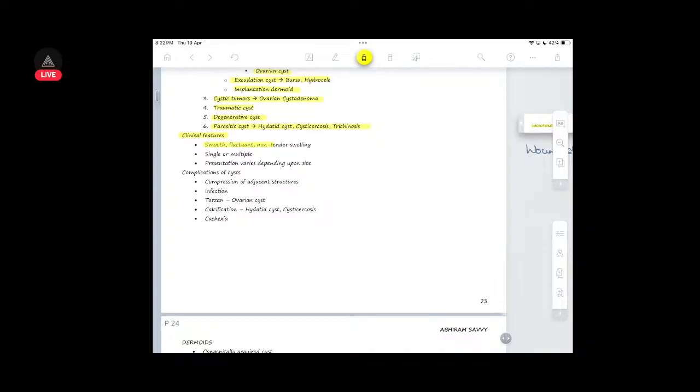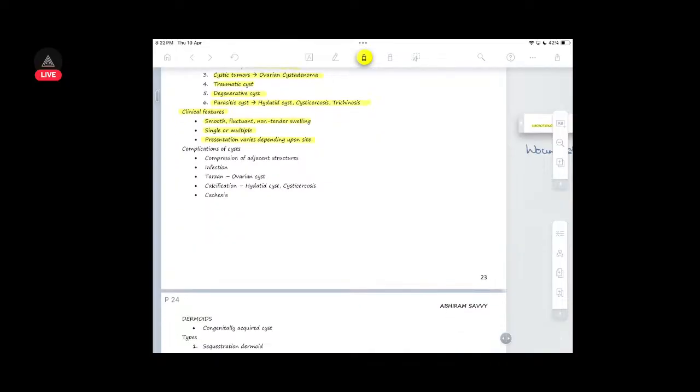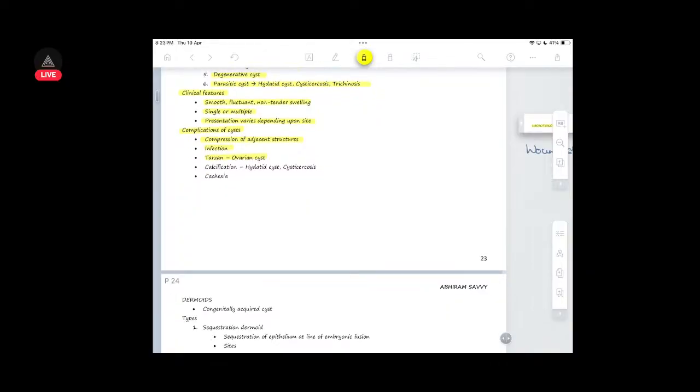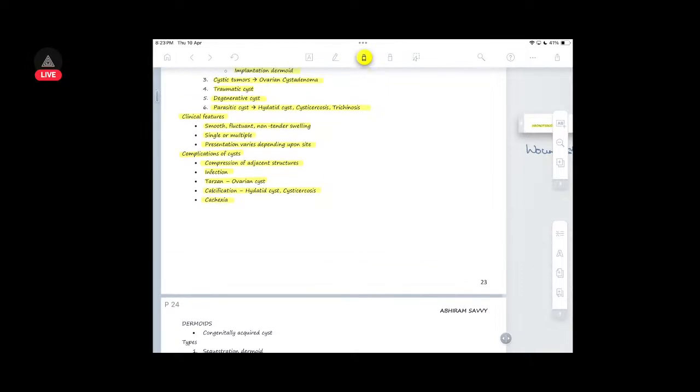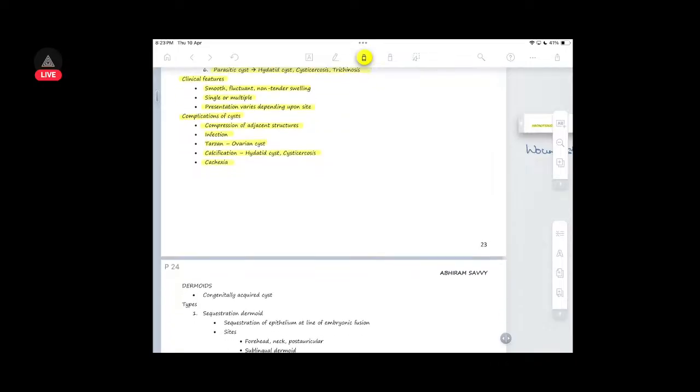So clinical features: they are smooth, fluctuant, and non-tender swellings. They may be single or multiple. Their presentation varies depending on the site. Complications: you have compression of adjacent structures. You have infection. You have torsion, as in an ovarian cyst. You have calcification in hydatid cyst and cysticercosis, and cachexia, loss of weight. In some cases, infection, torsion.